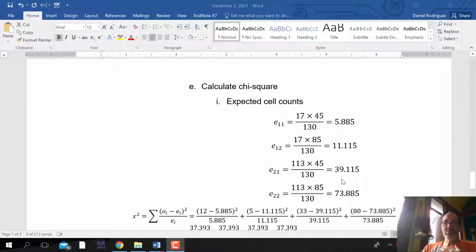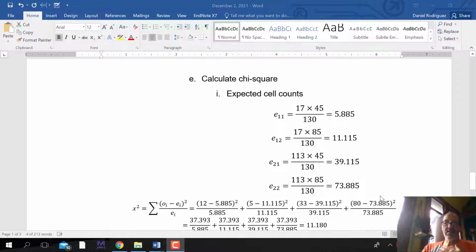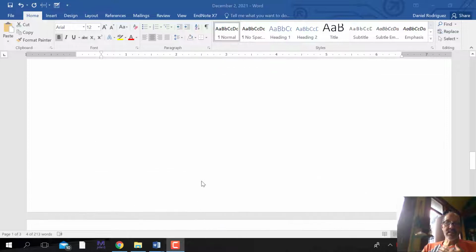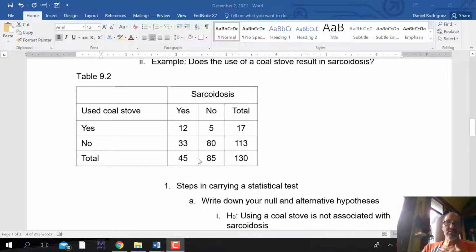We do the same for the next 2 cells on the second row. We have 39.115 and 73.885. The next step is to carry out the equation. The sigma means sum, right? Sum these ratios here. The first cell, cell 1,1, has an observed cell count of 12. So there's 12 successes. Again, we use success-failure terminology. If you're a member of this cell, that's a success. If you're not, it's a failure.